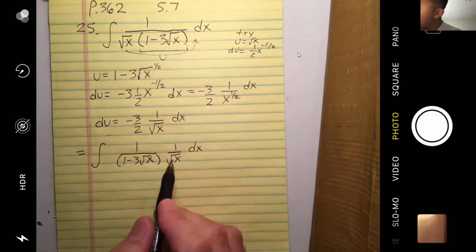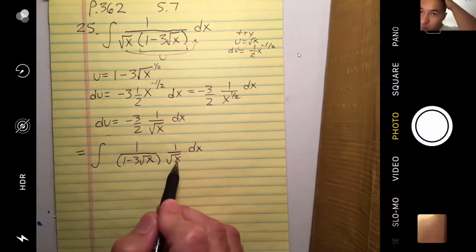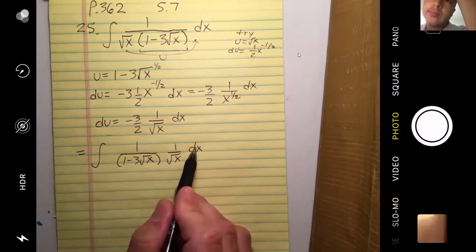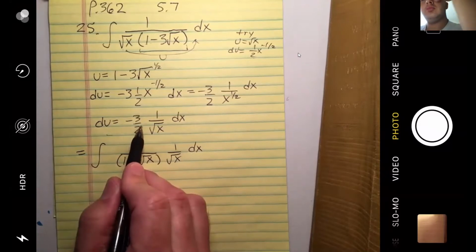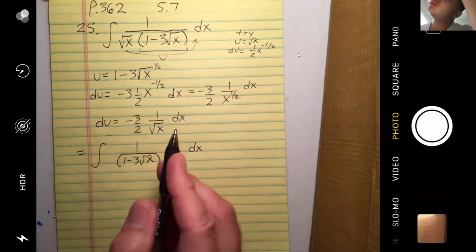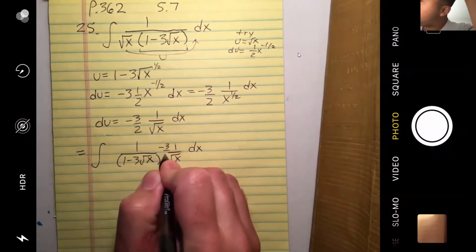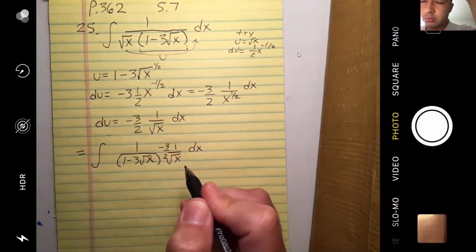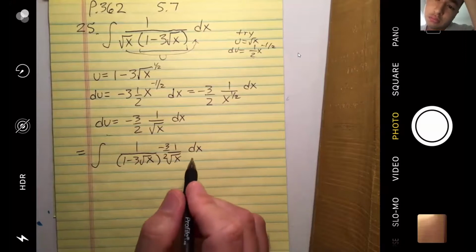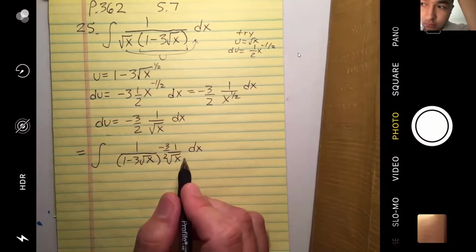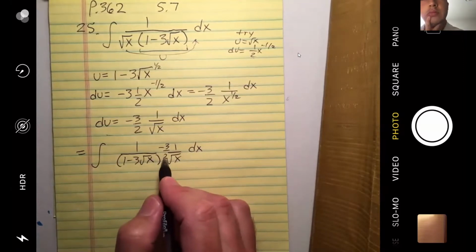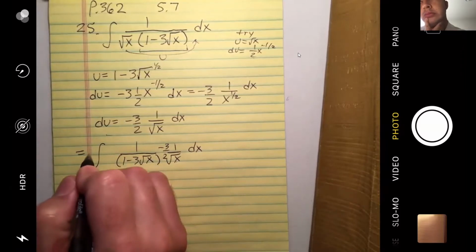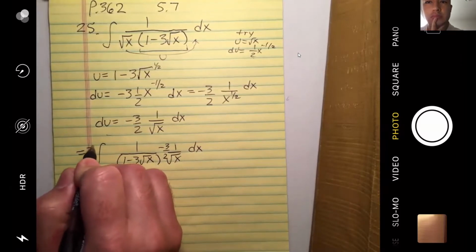Now, I'm trying to make this really super obvious. This has got to form my du, and I'm almost there. I'm just off by this -3/2, so I'm going to put that in. But by itself, I've just multiplied the whole thing by -3/2, which is illegal. I must fix it. How do I fix it? Well, I've got to get this back to 1. So in the front, guess what I put? A -2/3.